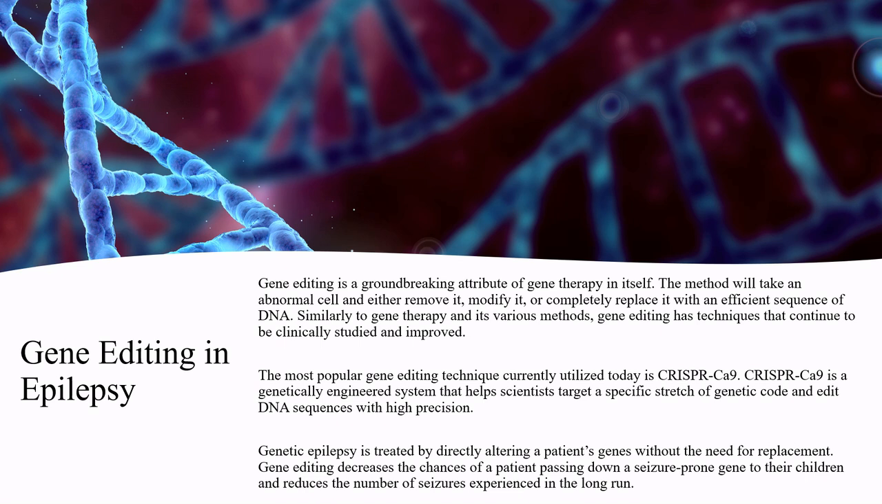CRISPR-Cas9 is a genetically engineered system that helps scientists target a specific stretch of genetic code and edit DNA sequences with high precision. Genetic epilepsy is treated by directly altering a patient's genes without the need for replacement. Gene editing decreases the chances of a patient passing down a seizure-prone gene to their children and reduces the number of seizures experienced in the long run.